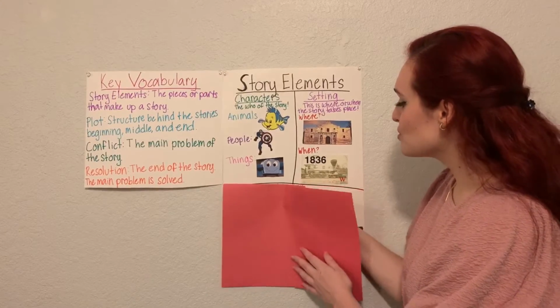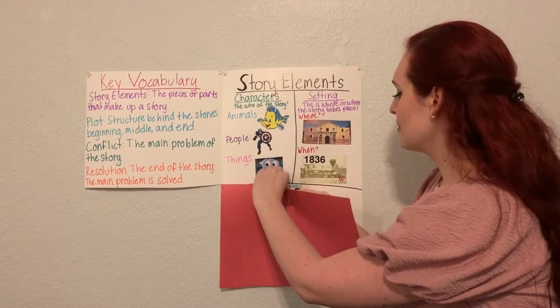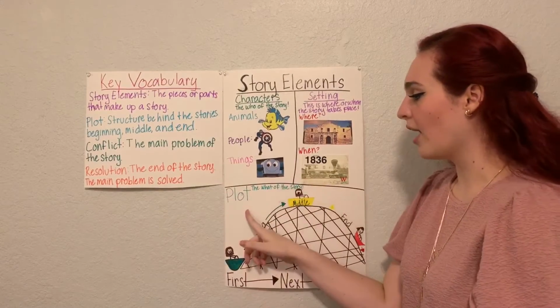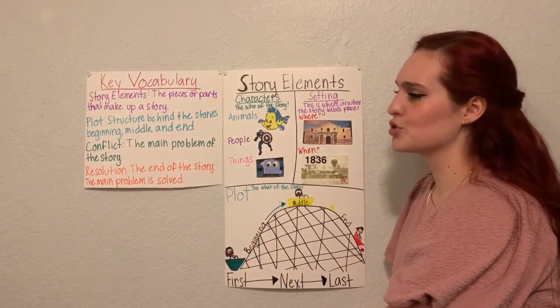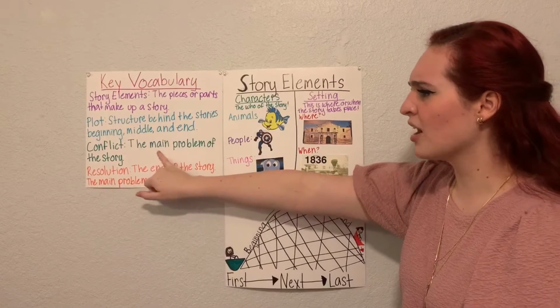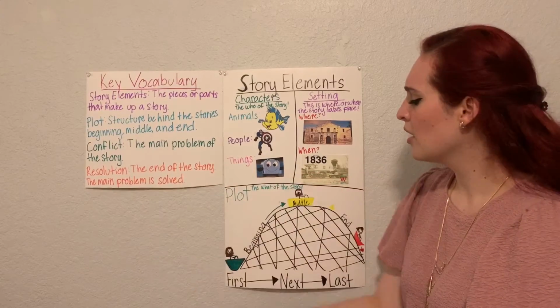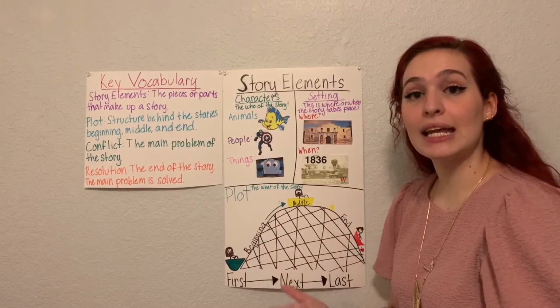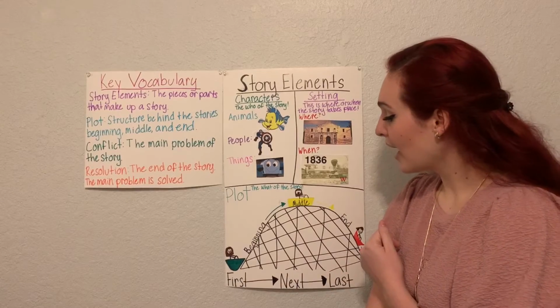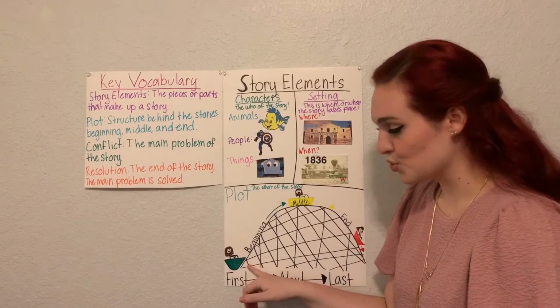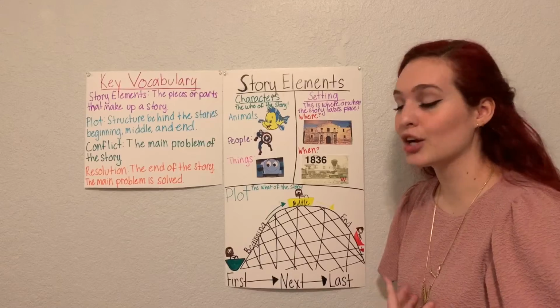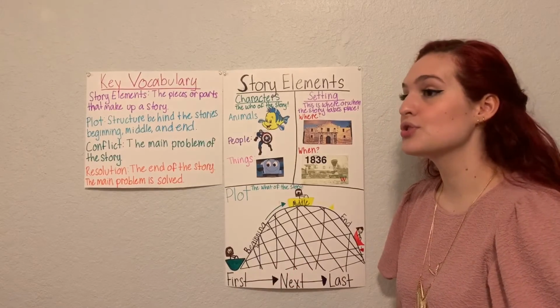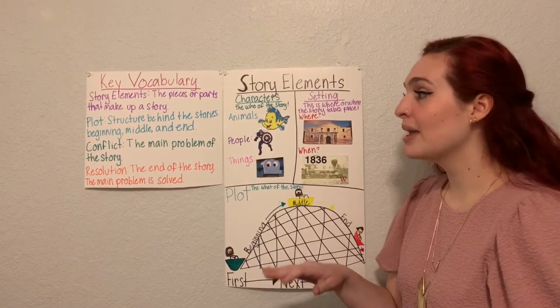And our last story element is plot. This is the what of the story. This is where we have the conflict and the resolution. Every story has a beginning, middle, and end. And at the beginning of the story, we're introduced to the main characters, we're introduced to the problem and maybe a little bit of the conflict.